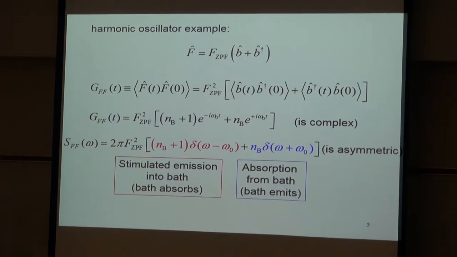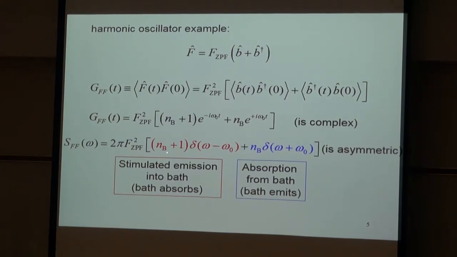So you know from the Kubo formula, if you have linear response, the correlation function of the thing before you turn on the coupling tells you how it will respond to that coupling, at least in the linear response. It's linear response, exactly. Yeah. So this is just the free propagation of the harmonic oscillator.